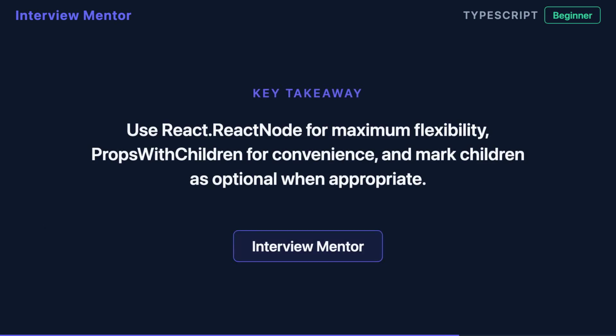Remember, ReactNode is your default choice for flexibility. Use PropsWithChildren for convenience. Mark children as optional when appropriate, and reach for restrictive types only when you need specific guarantees. Now you can type children props like a pro.